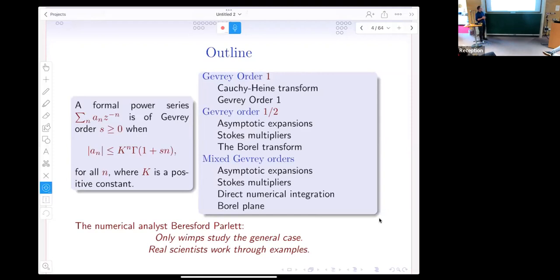When I encountered this the first time, I wasn't aware of it. I just started playing around, as you will see in a moment. And when Frank Olver and I looked at a particular problem, we called it Stieltjes transform, but in the literature, it's better known as Cauchy-Heine transform. Then I switch to Gevrey order a half, where all the solutions are of Gevrey order a half, or a third order differential equation. And in the end, I will look at a third order differential equation where you have both Gevrey order half and Gevrey order one, and again you can see what happens in that case.